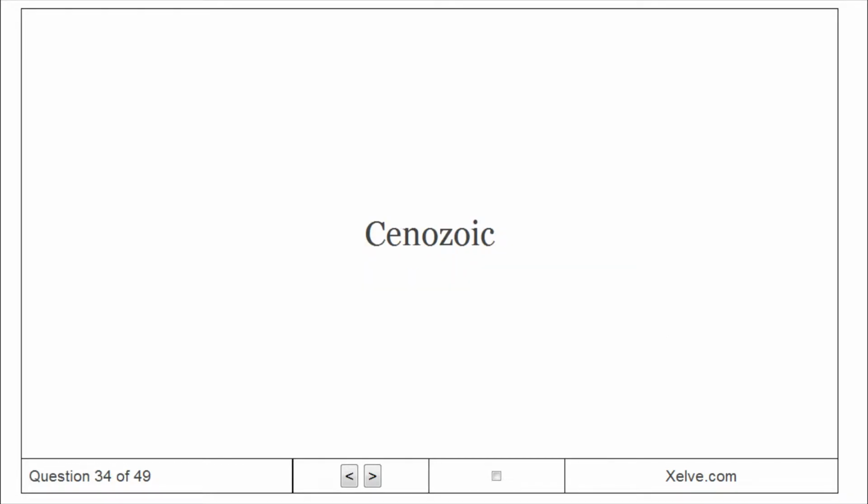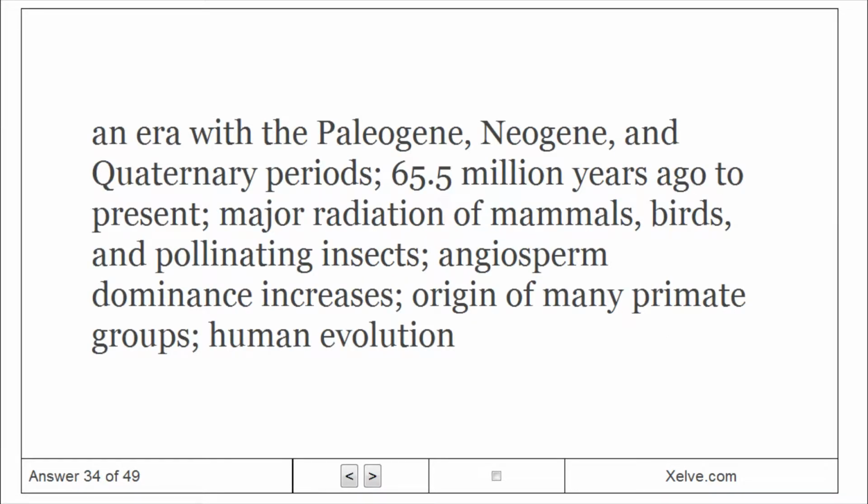Cenozoic. An era with the Paleogene, Neogene, and Quaternary periods, 65.5 million years ago to present. Major radiation of mammals, birds, and pollinating insects. Angiosperm dominance increases, origin of many primate groups, human evolution.